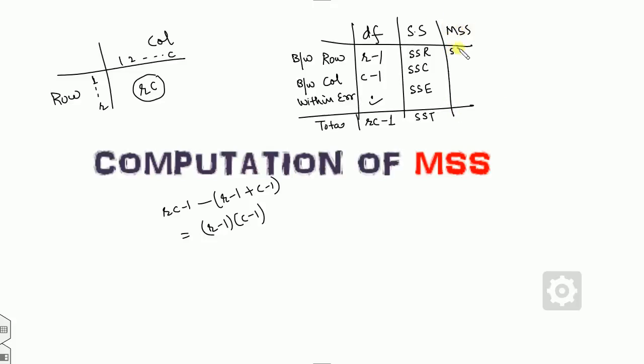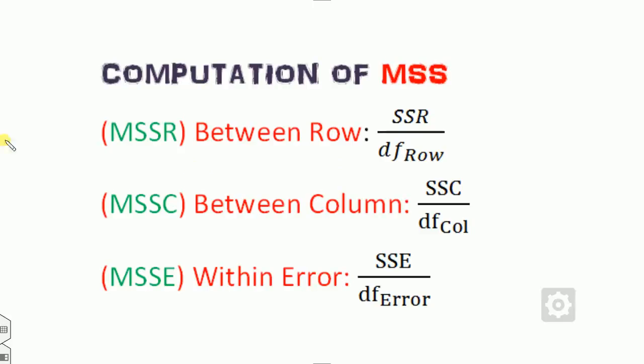That is nothing but SSR divided by the degree of freedom of the row, that is R minus 1. Similarly, SS column divided by the degree of freedom of the column, C minus 1. SS error is divided by its degree of freedom. So MSSR, the mean sum of square between the rows, is SSR divided by the degree of freedom of the row, that is R minus 1. Similarly for the others.